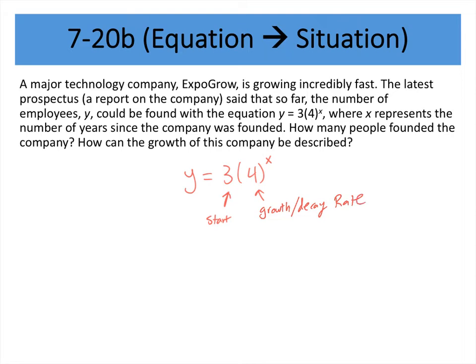And because the number inside the growth rate is bigger than 1, in this case the growth rate is 4, since it's bigger than 1, we know that it's growing. So for this one, this is the growth of this company. So we know that how many people founded the company? 3 people founded the company because it's our starting point.